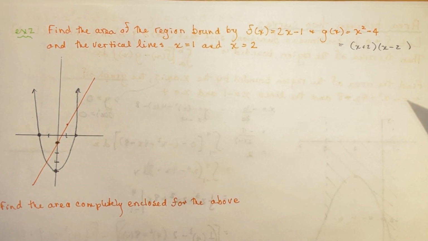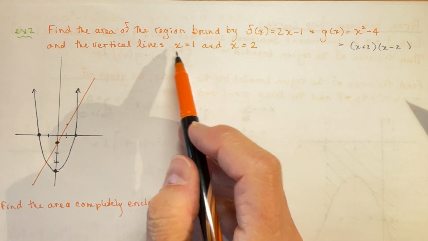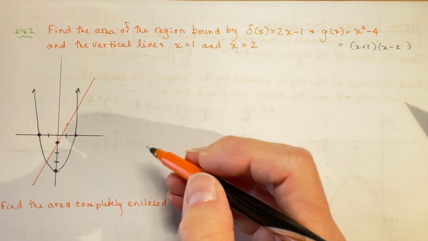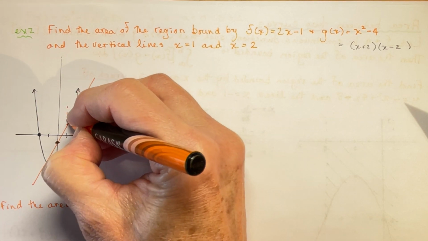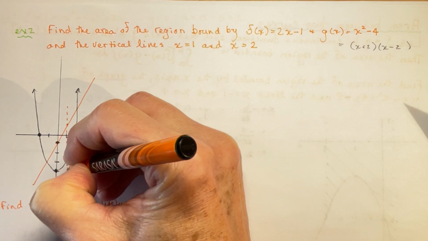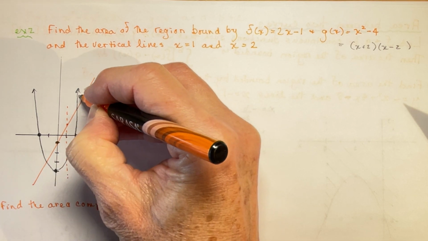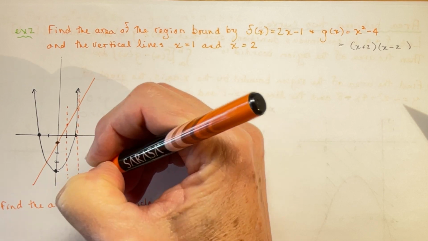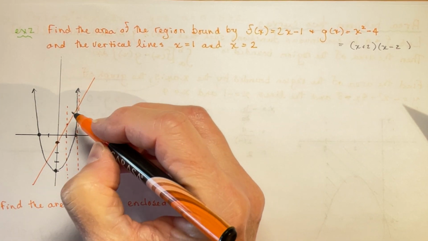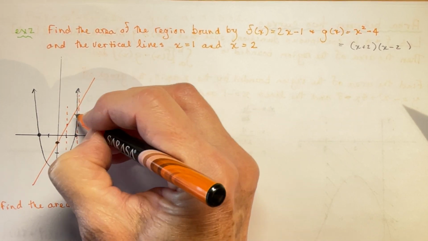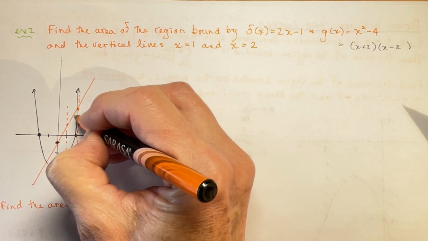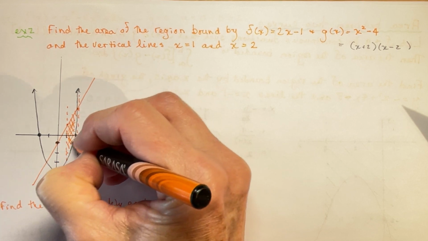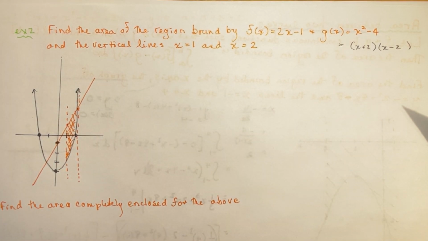And I'm looking for the first one. It says it's bound by the vertical lines 1 and 2. So if I put in the line x equals 1, here's the line x equals 2, and I'm only trying to find this region in here. So I'm going to just sketch it in. So that's what I'm trying to find.